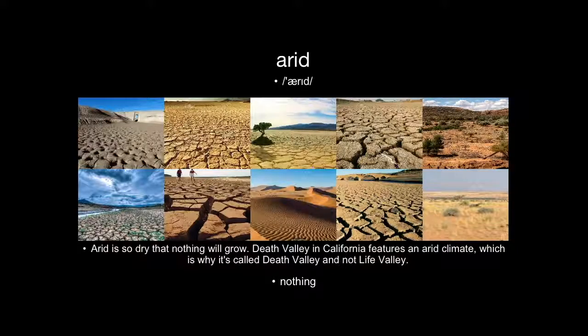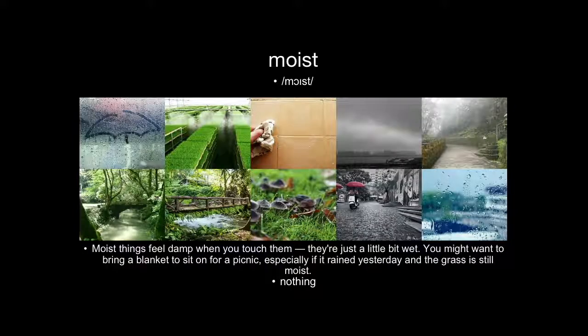Arid. Arid is so dry that nothing will grow. Death Valley in California features an arid climate, which is why it's called Death Valley and not Life Valley. Moist. Things feel damp when you touch them. They're just a little bit wet. You might want to bring a blanket to sit on for a picnic.